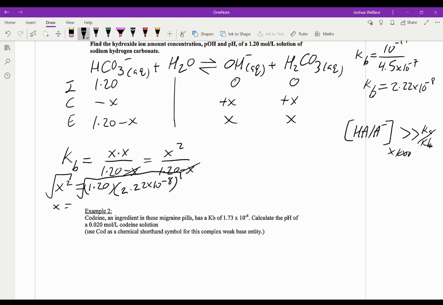And we find that x is 1.63 times 10 to the negative 4. Not positive 4, it has to be negative 4. 1.6 times 10 to the negative 4. That is my x value. And what is my x value again? My x value is my hydroxide ion concentration.